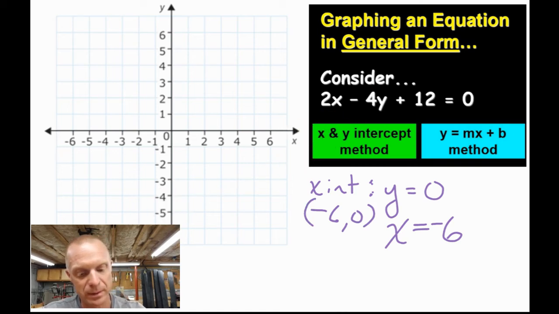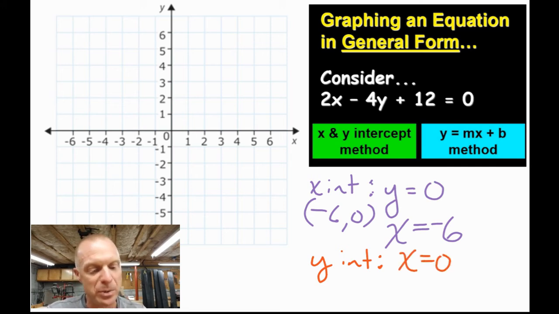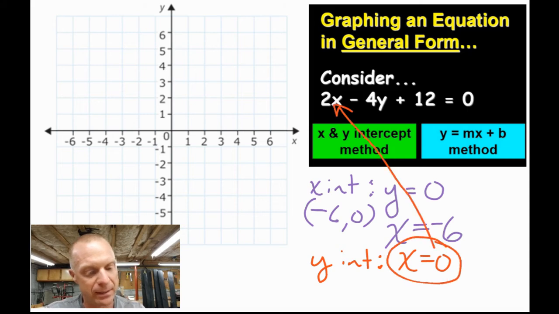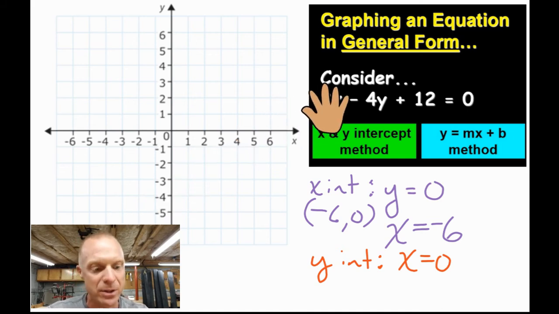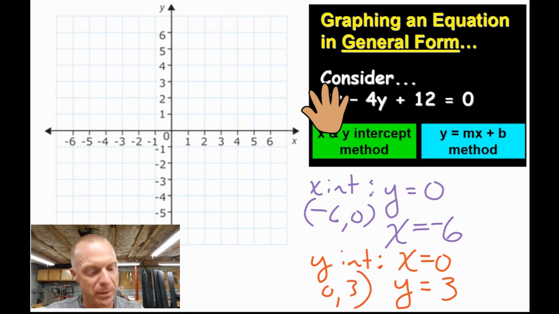How about the y-intercept? I don't want to say it's the opposite, but anytime you have a y-intercept, it's when x is equal to 0. What are you going to do with x equals 0? You're going to plug it in for x. Of course, what happens when you plug that in for x? You get some cancellation, right? You get 2 times 0. Once again, I always like to think about just kind of covering that up with my hand because, well, it's gone. And now I have -4y plus 12 equals 0. Well, that means y equals 3. You just found yourself the y-intercept, 0, 3.